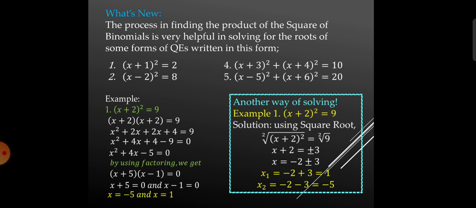So x sub 1 is equal to negative 2 plus 3 is equal to 1. While x sub 2 is negative 2 minus 3. Nga, puro na negative. Double negative sign, no? Negative 2, negative 3 is equal to negative 5. Diba they have the same solution? The same roots? Positive 1 and negative 5.